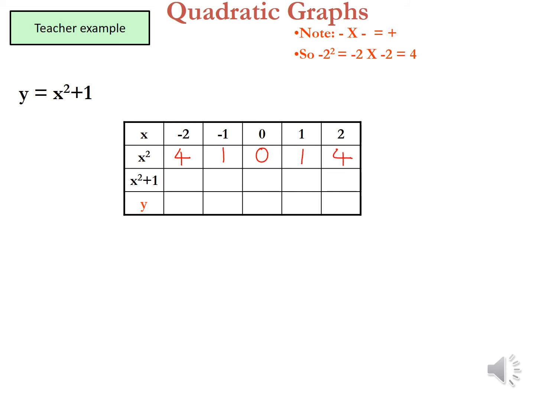Okay, now we need to add 1 to our x squared values. So we look at our x squared row. We have our values already, so we just add 1 to them. 4 plus 1 is 5. 1 plus 1 is 2. 0 plus 1 is 1. 1 plus 1 is 2. And 4 plus 1 is 5. Okay, and so therefore our y values are 5, 2, 1, 2, and 5.